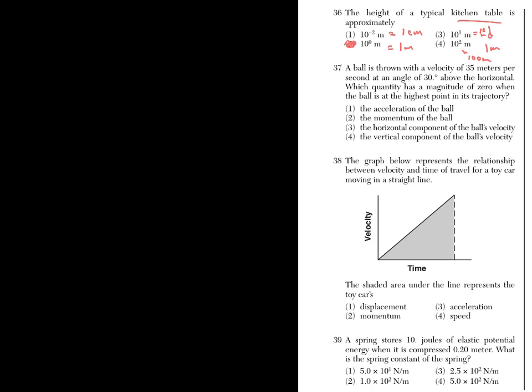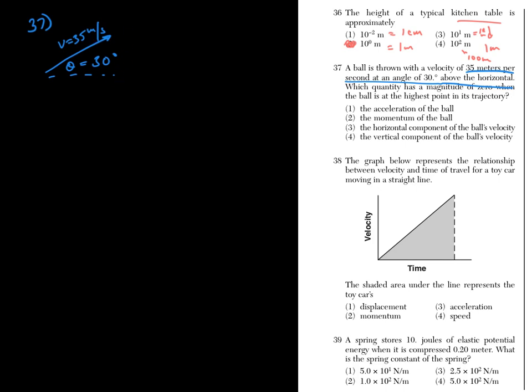Number 37. A ball is thrown with a velocity of 35 meters per second at an angle of 30 degrees above the horizontal. So here we have a velocity vector of 35 meters per second. When they say 30 degrees above the horizontal, that's just a reference point. Our reference point is horizontal, not vertical from a normal line. So it's 30 degrees above this.